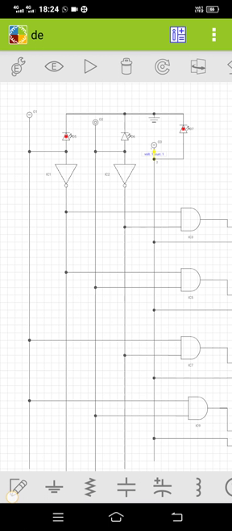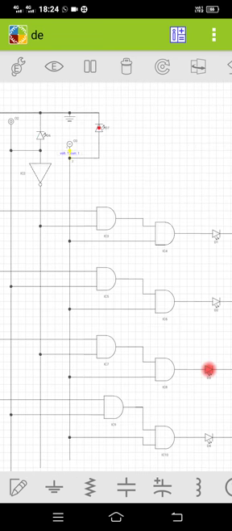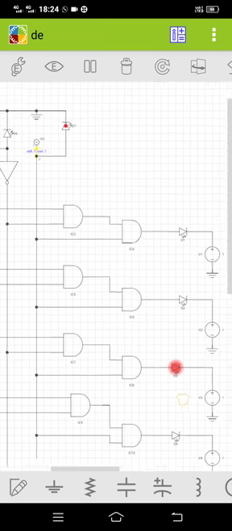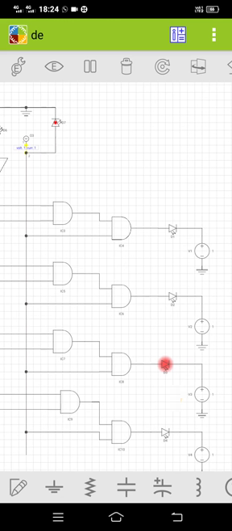In the sixth case, the first select line and the input should be kept at 1, and the second select line should be at 0. For this, in the output, the third output, that is Y2, should glow. The rest of the others should not glow. Let us check it. Here I kept the first select line and the input as 1. Now let us run the program. For this, the third output glows. Yes, it's verified.